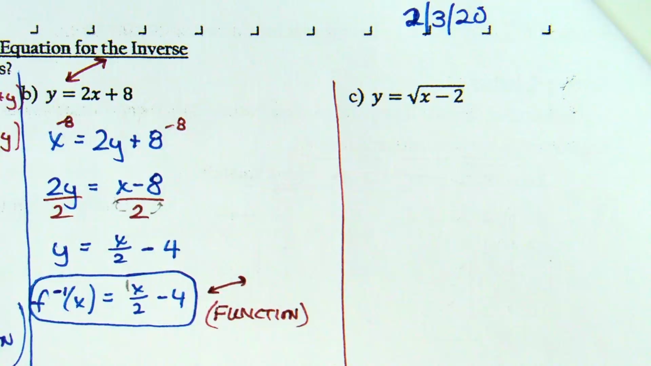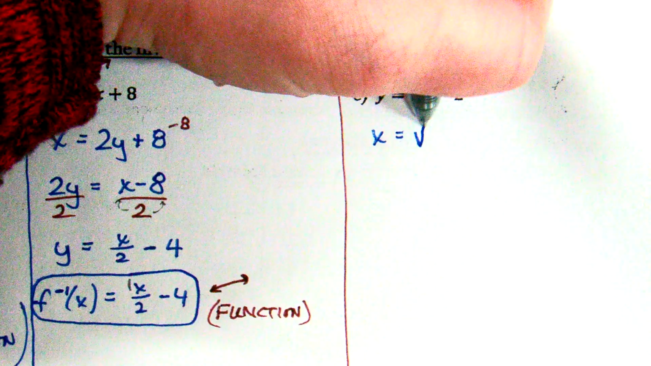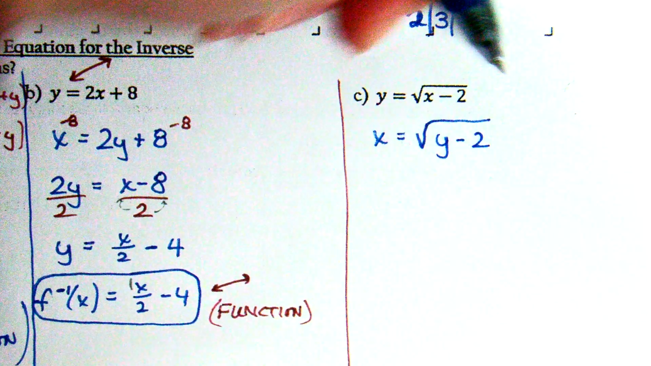Let's try C. You got the steps down? Step 1? Swap. So if it says y equals square root of x minus 2, instead of y, I'm going to say x. Instead of square root of x minus 2, square root of y minus 2.